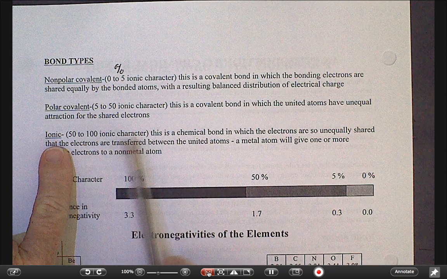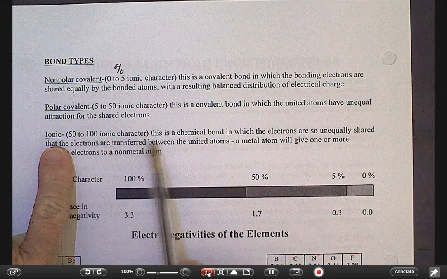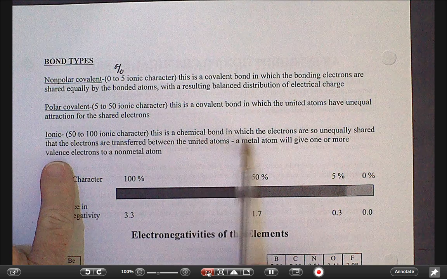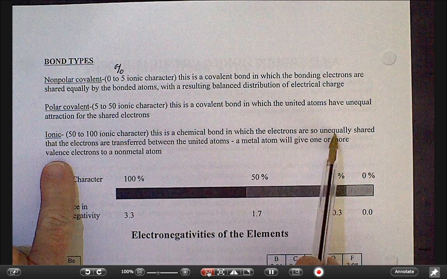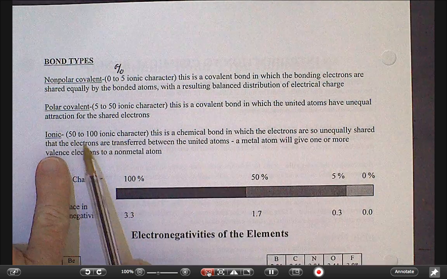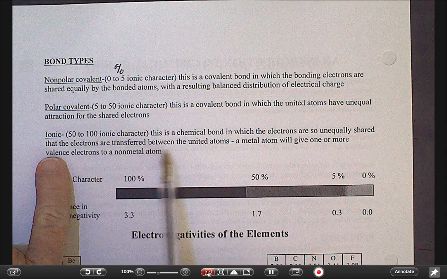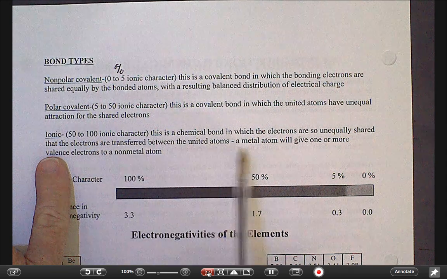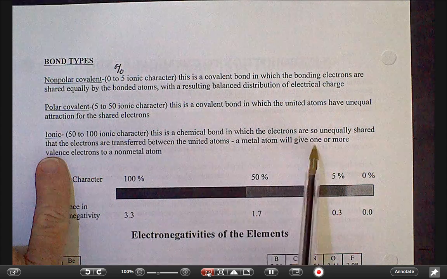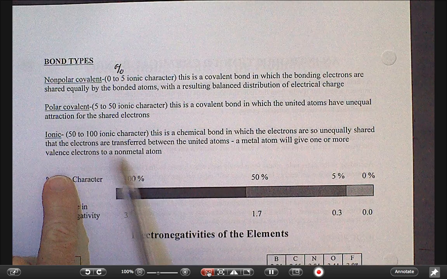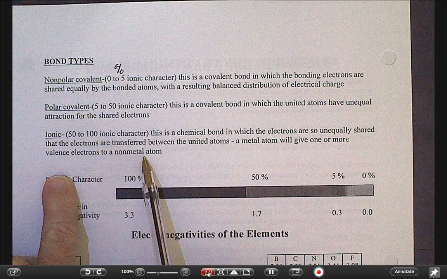Ionic, okay, 50 to 100% ionic character. This is a chemical bond in which the electrons are so unequally shared that the electrons are transferred between the united atoms. A metal atom will give one or more valence electrons to a nonmetal atom. Okay?